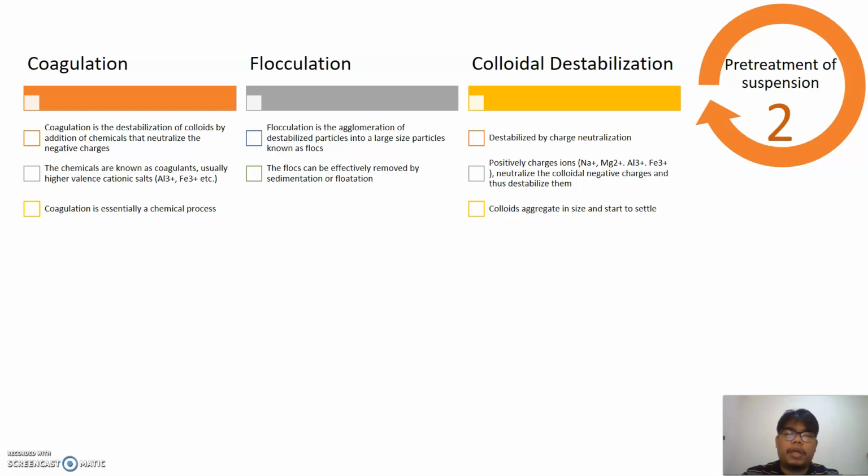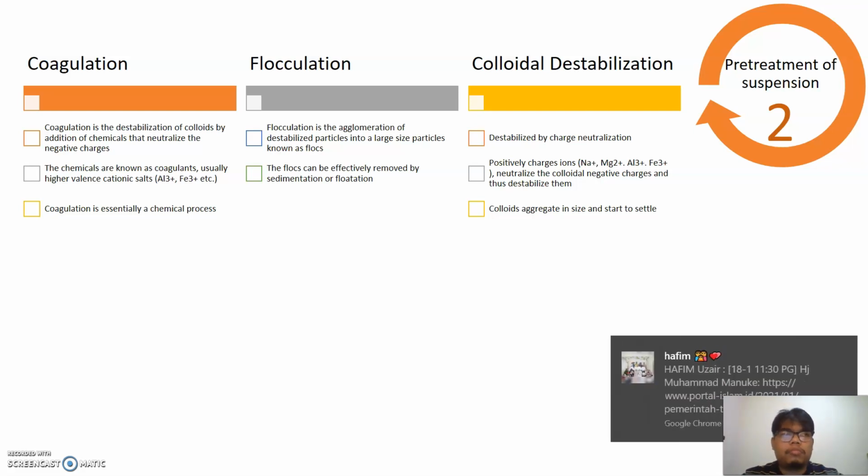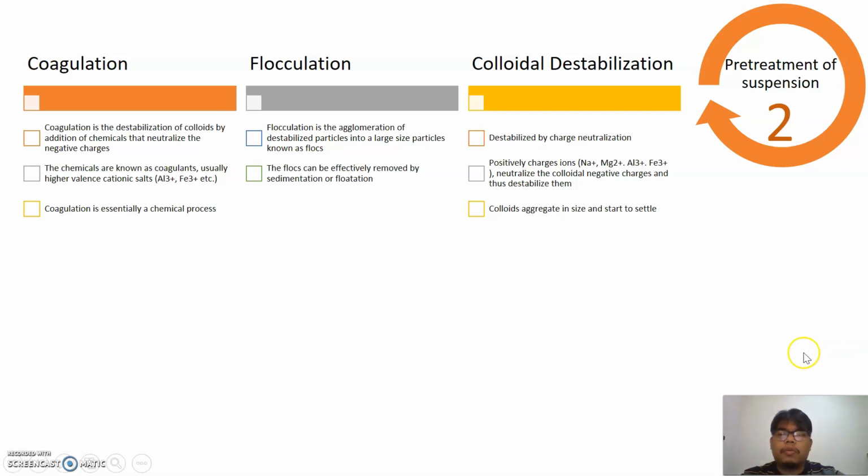We have a coagulant agent. We have aluminum, which has a charge of positive 3. We have iron, positive 3, and we have other highly charged molecules.